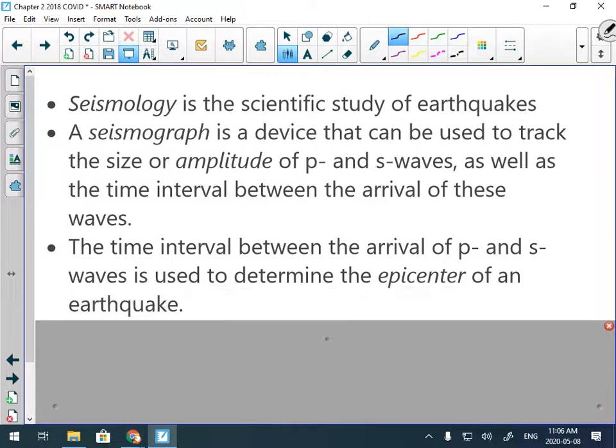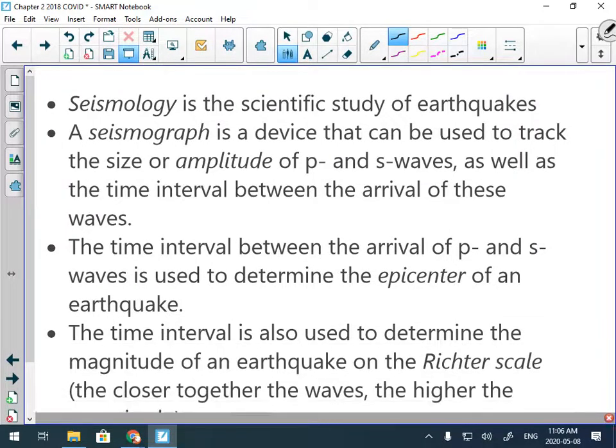As a bit of review, as I just said, the time interval between the primary and the secondary waves determines where the earthquake is. We're going to get into that today. Also, how the time interval and the magnitude or the amplitude determine the strength on the Richter scale. So it's the difference in time between P and S and how much the graph gets jiggy.